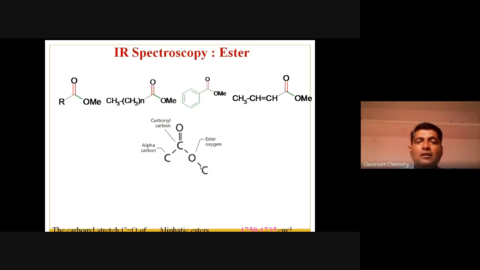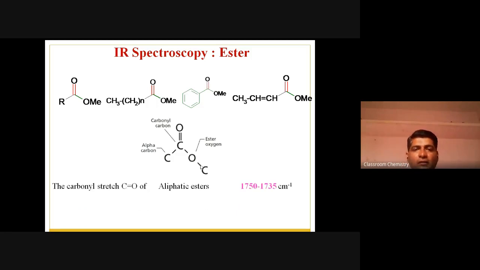Now let's see its frequency. Now there is a carbonyl group, C double bond O, so its peak will be around the region of 1750 to 1735 centimeter inverse if it is aliphatic. Okay. So what will happen if the ester is aromatic? Will its frequency be higher than this or lower than this? तुमचं उत्तर काय असेल फॉर द अरोमॅटिक एस्टर? याच्यापेक्षा फ्रिक्वेन्सी जास्त असेल का कमी असेल? कोणी उत्तर द्या.